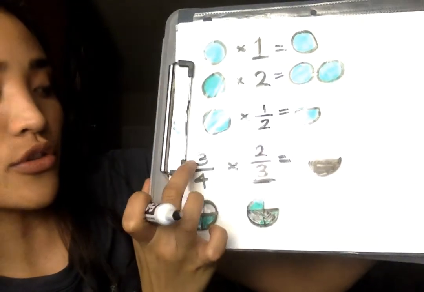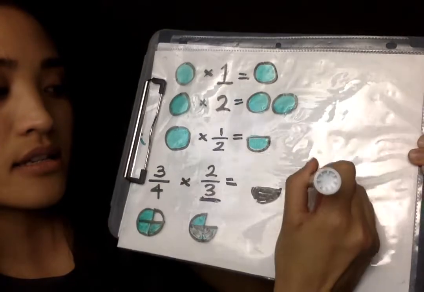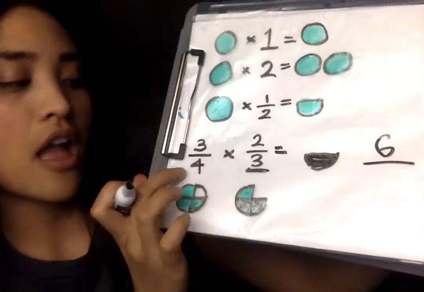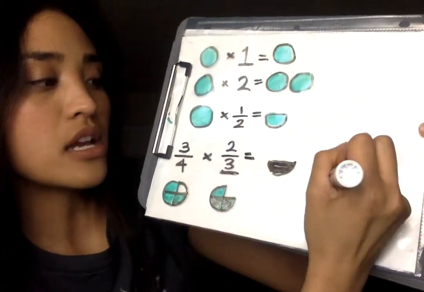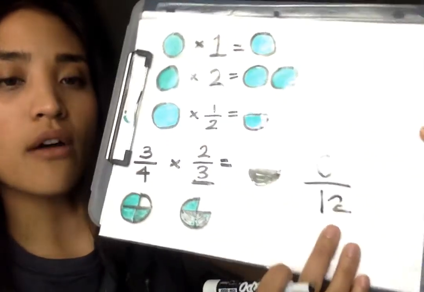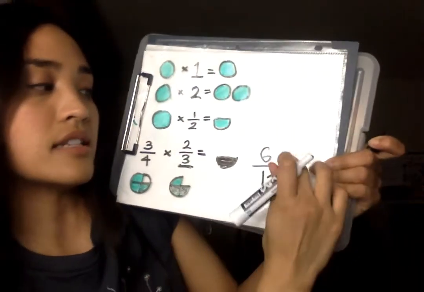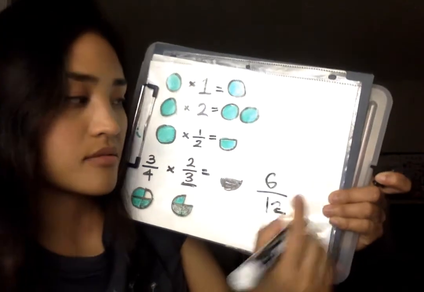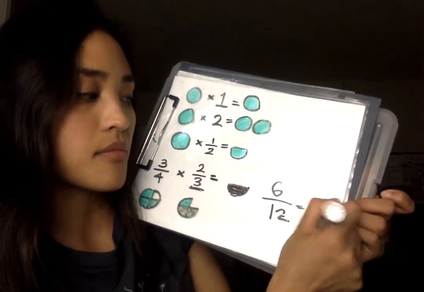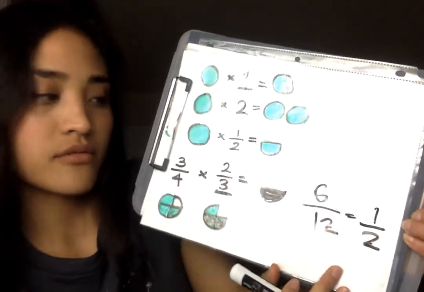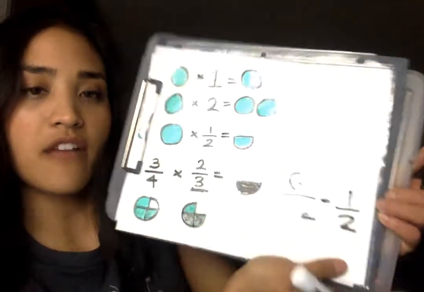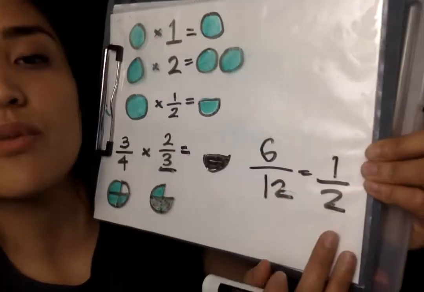So 3 times 2 is 6, and 4 times 3 is 12. Well, 6 out of 12 pieces is the same as 1/2. So this 1/2 piece, 1/2 piece, 1/2 piece, they're all equal to 1/2.